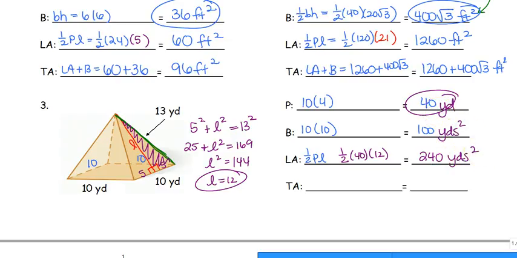Alright, and then our last one, total area, we take that lateral area and we add on that one base that we have, 240 plus our base area of 100. So our total area of that pyramid is 340 yards squared. Alright, go ahead and flip over to the next page.